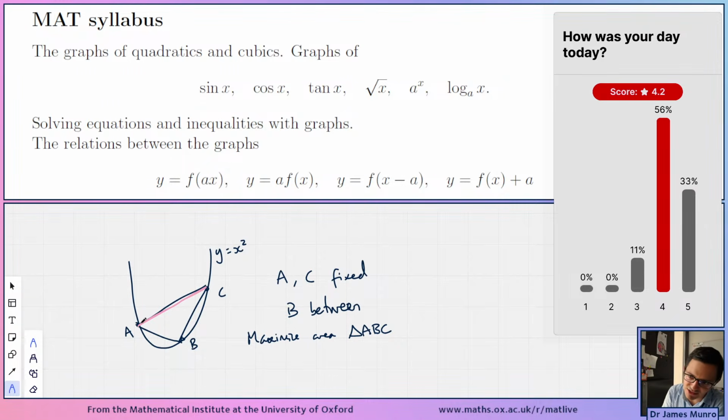Anyway, I was saying this side stays the same as you move point B around over here, which means that this side over here is fixed. And it actually makes sense, I think, to call this the base of the triangle. I know it's on the top, but if you turn your head round, then that could be the base of the triangle. And then the question is to maximize the height, or the perpendicular height.